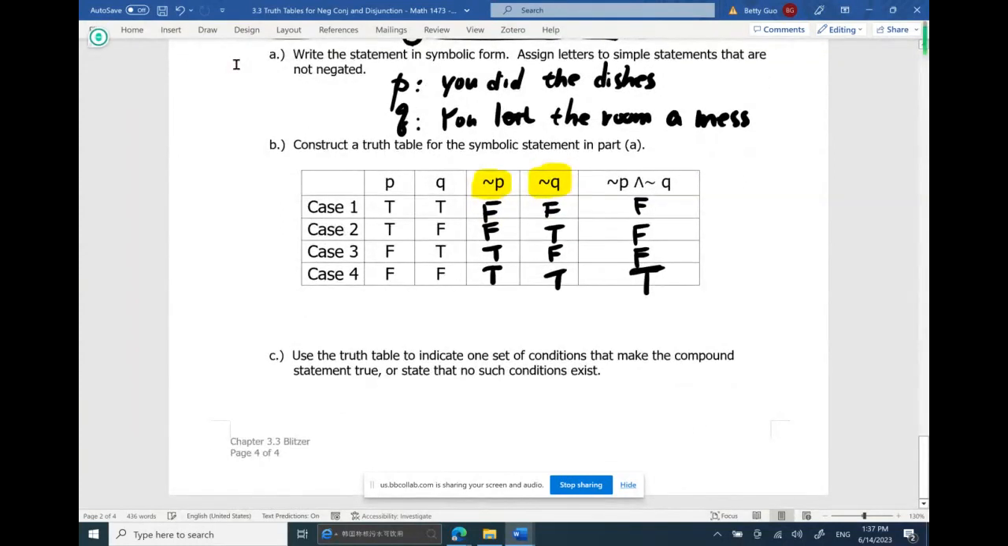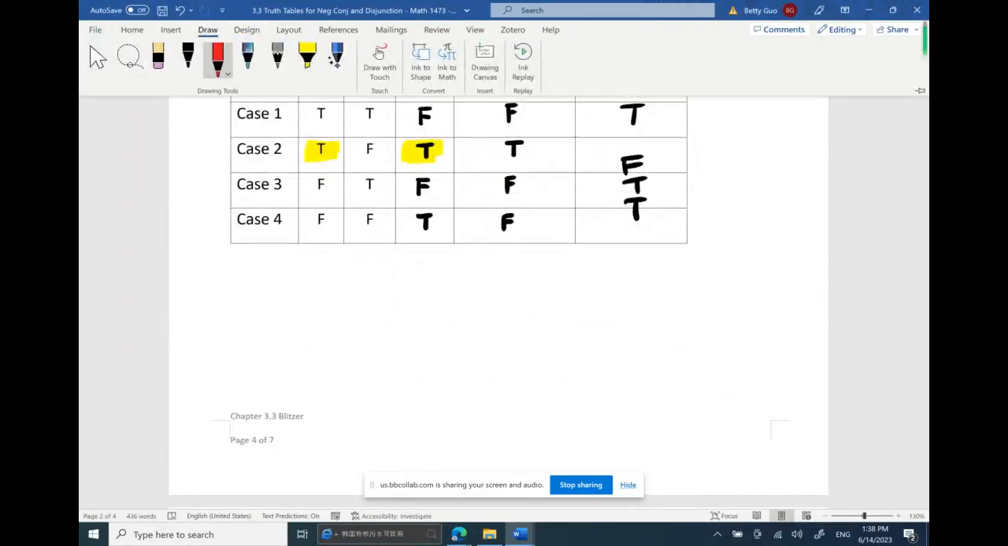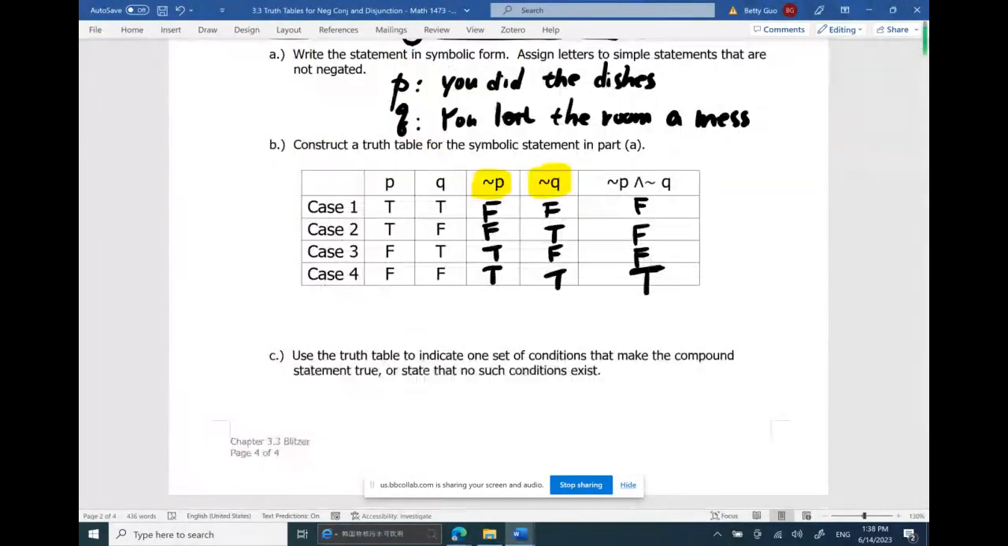Use the truth table to indicate one set of conditions that make the compound statement true. And the last one, this case. Yeah, so the last one: when both P and Q are false, the compound statement is true.